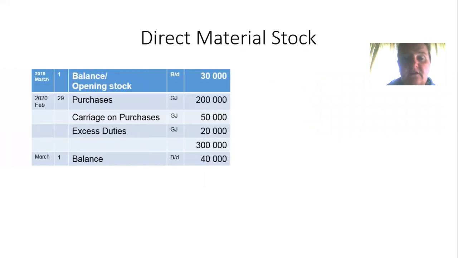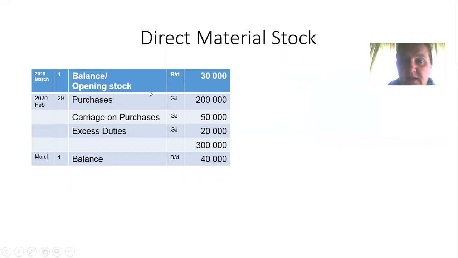So now we're going to start with the different accounts. First, we're going to look at the direct material stock account. Right, in direct material stock, we're going to have an opening balance. So this is the stock that I've bought last year that I've not used. Okay. Depending on whether you're busy with the perpetual inventory system or the periodic inventory system, you're going to have an opening stock and or a balance brought down.